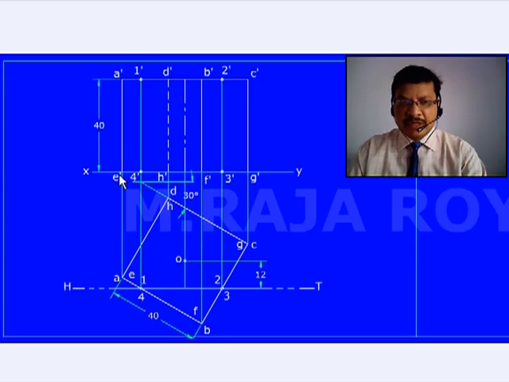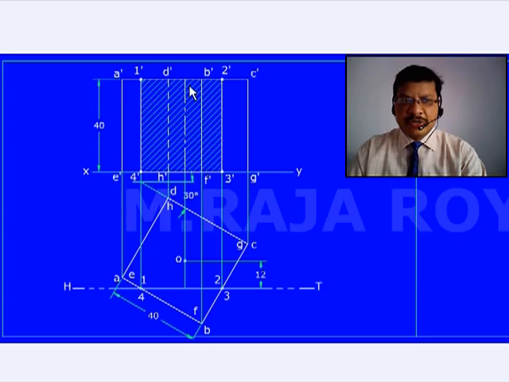F dash is somewhere here, E dash and F dash. Here I will get 4 dash. Now join 1 dash, 2 dash, 3 dash, 4 dash points to get this sectional front view. Something like this I have joined. This is the sectional front view. Here in the front view itself we are getting the true shape of the section, because the section plane is parallel to VP.